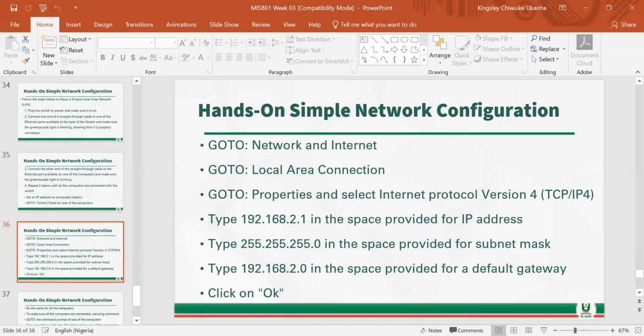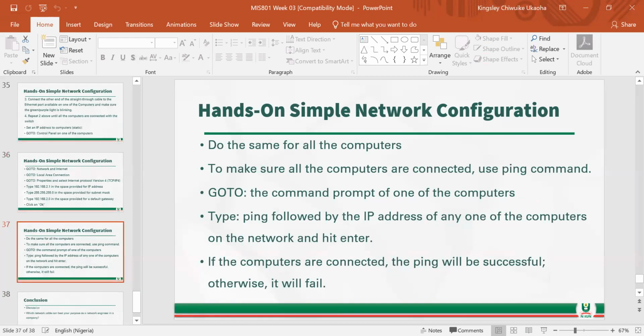Type 255.255.255.0 in the space provided for subnet mask. Type 192.168.2.10 in the space provided for a default gateway. Click OK. Do the same for all the computers.